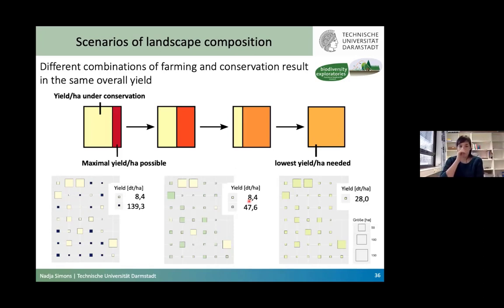So for any given landscape and any given productivity in that landscape, we can look at the different possible combinations of production and conservation by changing the proportion of the grasslands being used for conservation. On the left, we have a high proportion of the landscape under conservation and only a small part under very intensive management. Then we can theoretically decrease the proportion of the landscape under conservation. With each step that we decrease the area, we can also decrease the intensity that we have to manage on the remaining grasslands in order to achieve a certain production on the whole landscape.